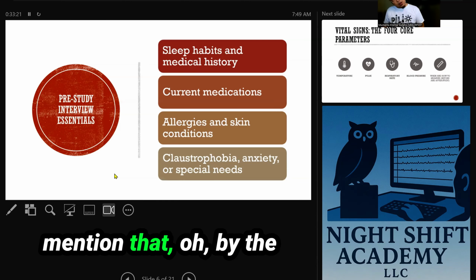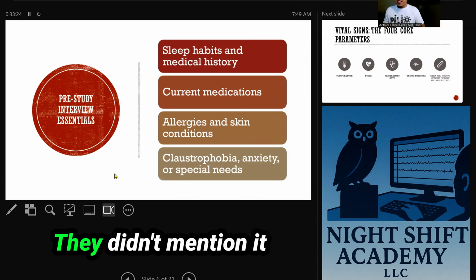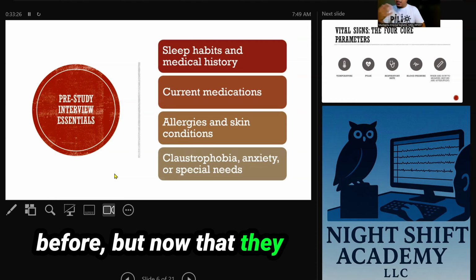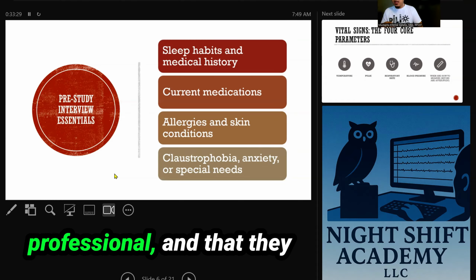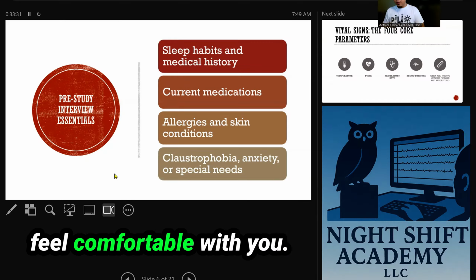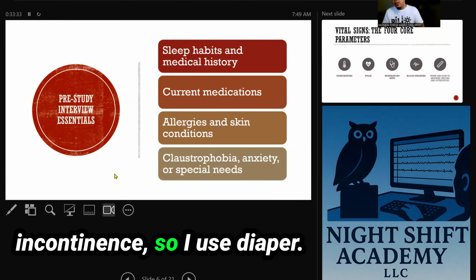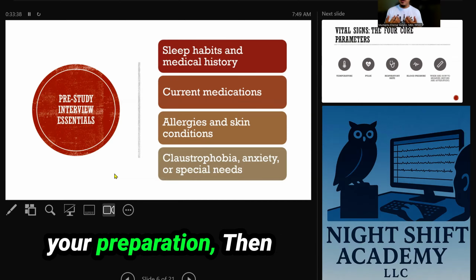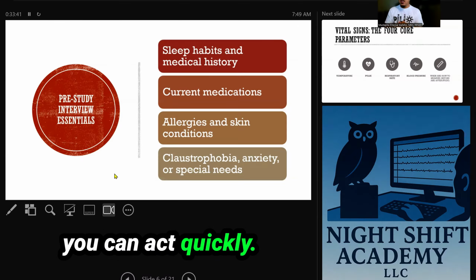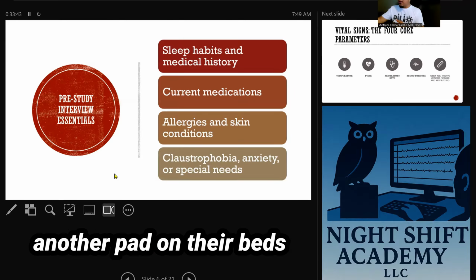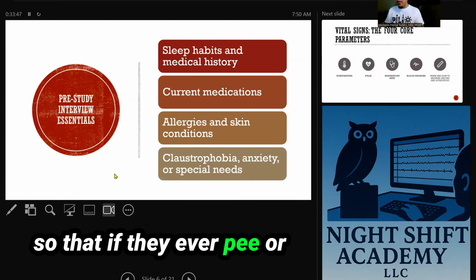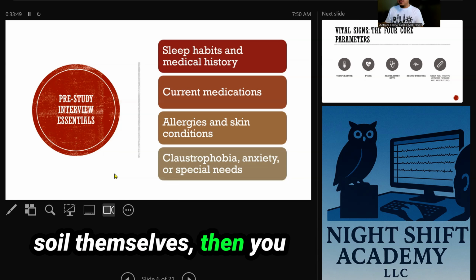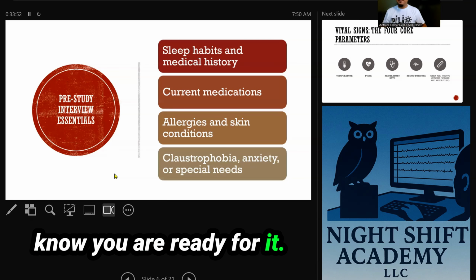Sometimes they'll mention, "Oh, by the way, I have incontinence." They didn't mention it before, but now that they see that you're nice and professional, and they feel comfortable with you, they can mention, "Oh, I have incontinence, so I use a diaper." When they say something like that, it adds to your preparation. Then you can act quickly. With patients with incontinence, usually you will add another pad on their bed so that if they ever pee or soil themselves, you are ready for it.